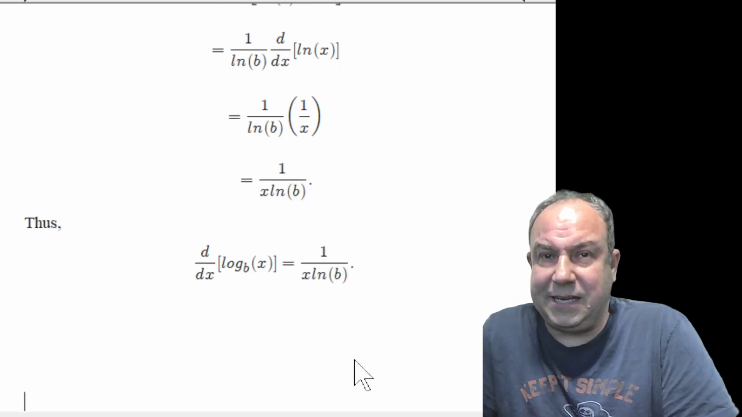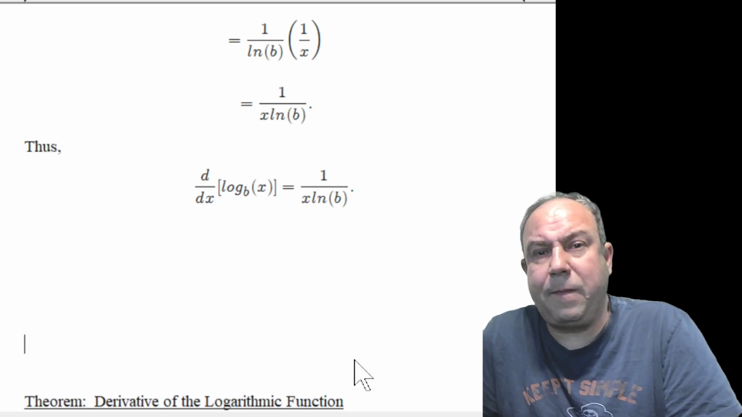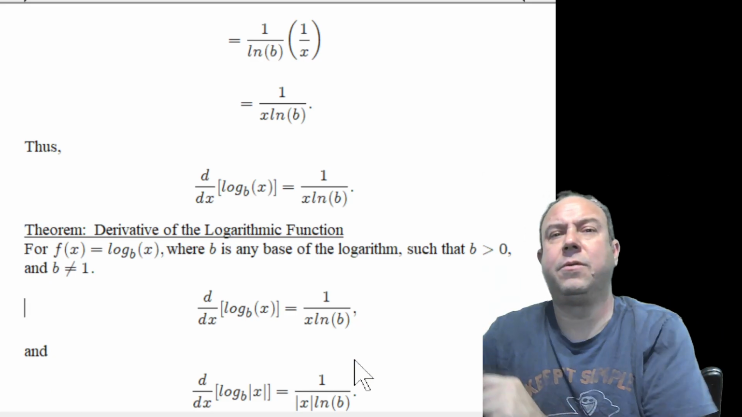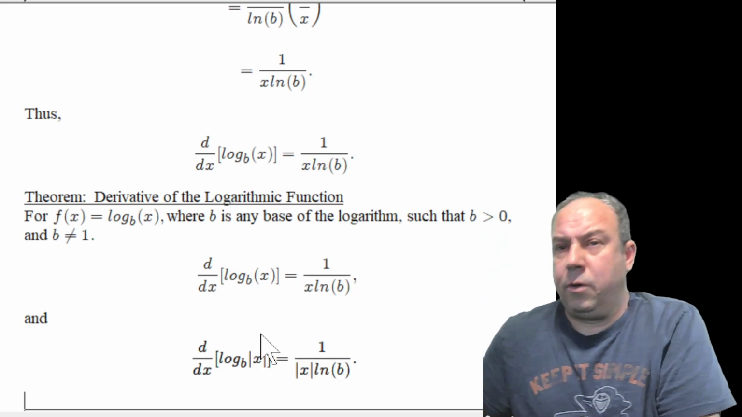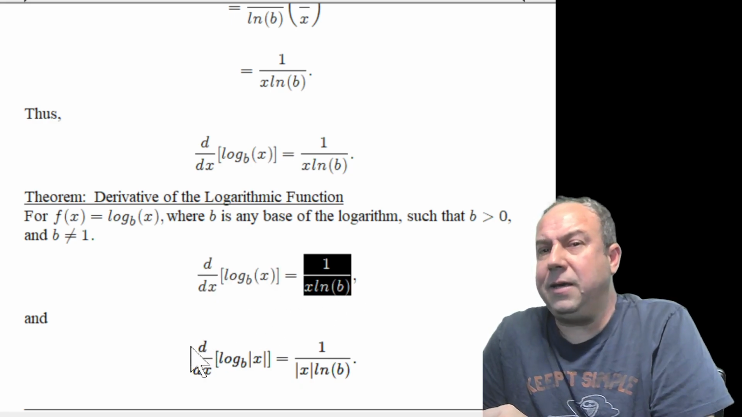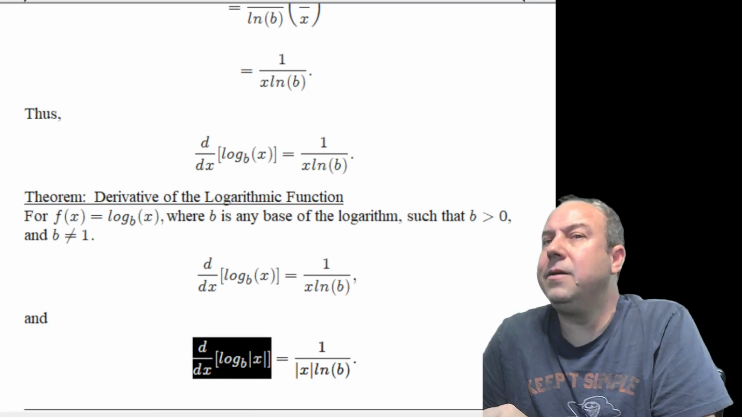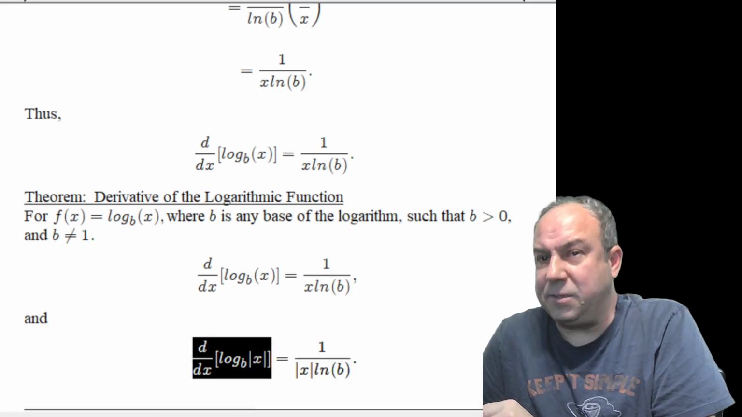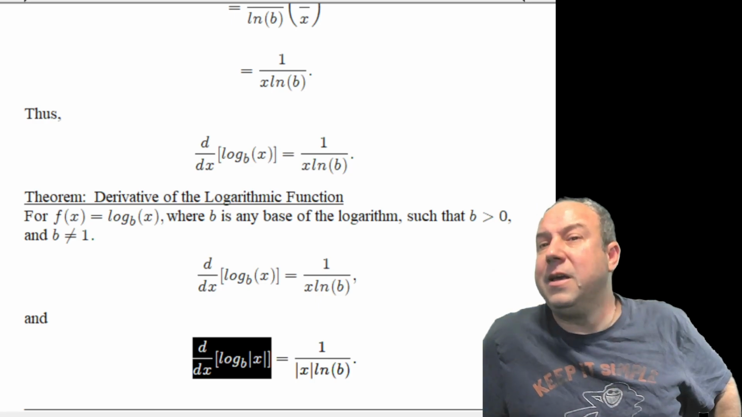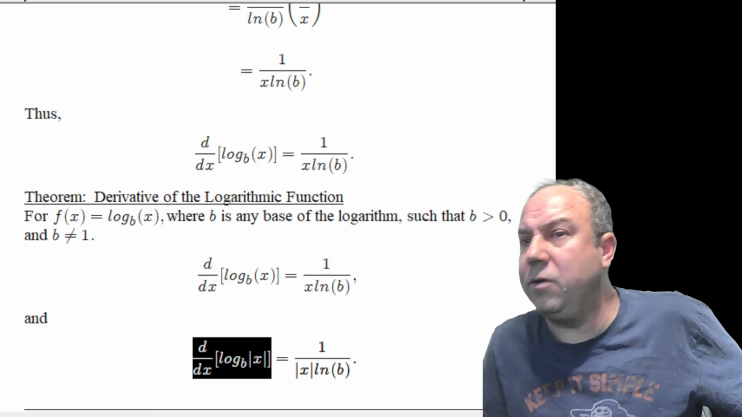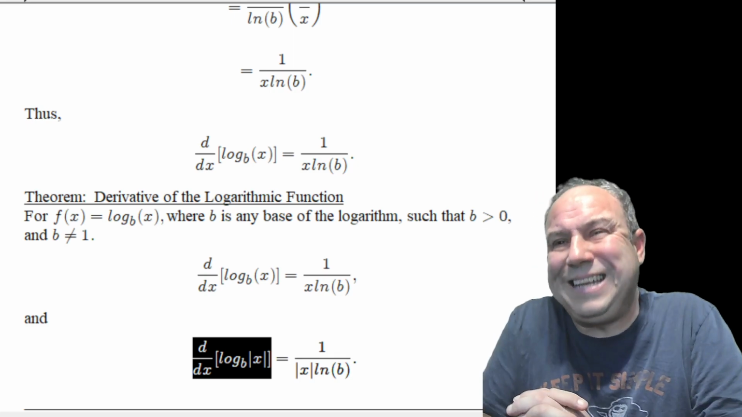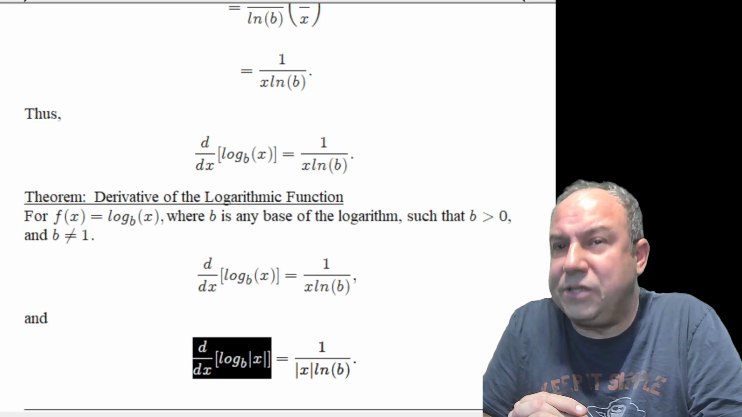And we can state this in the form of a theorem similar to that of the natural logarithmic function. The derivative with respect to x for just the log base b of x is 1 over x ln of b, and if we consider it for the log base b of the absolute value of x, this is equivalent to 1 over the absolute value of x for the ln of b in its result.